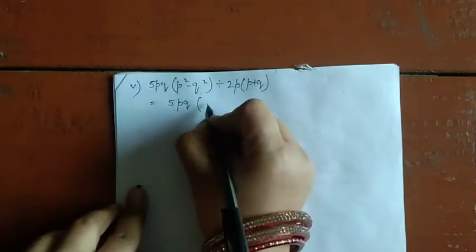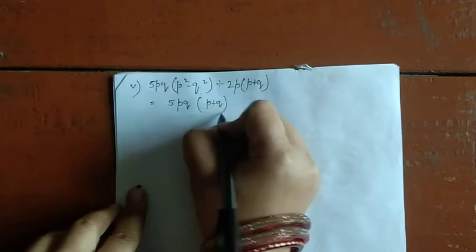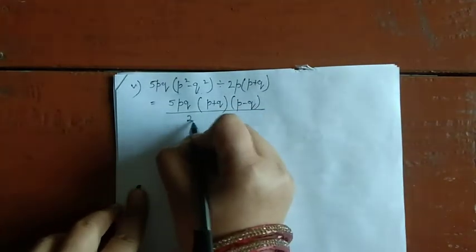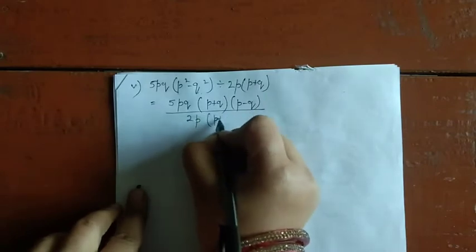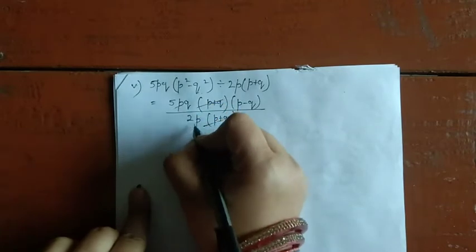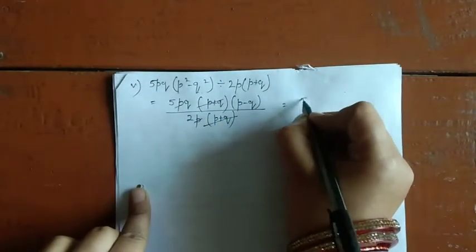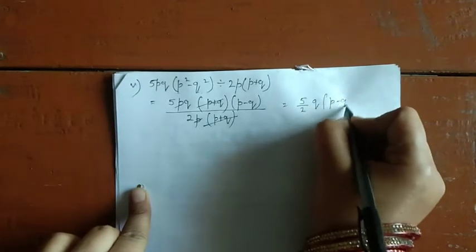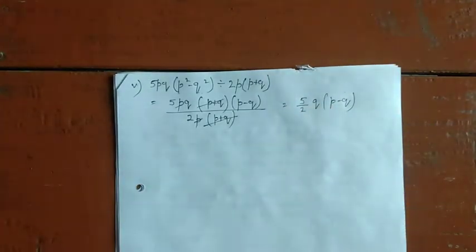5pq, it will be (p plus q)(p minus q), and in the denominator I have 2p(p plus q). This is quite an easy one. p will also cancel out. So what I have is 5 upon 2q(p minus q). So these are the possible factors of the given question.